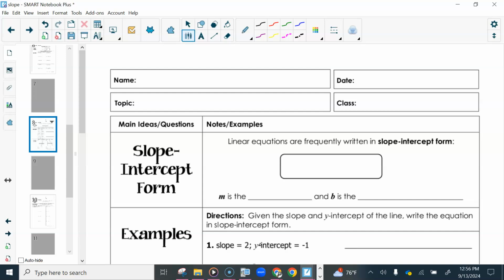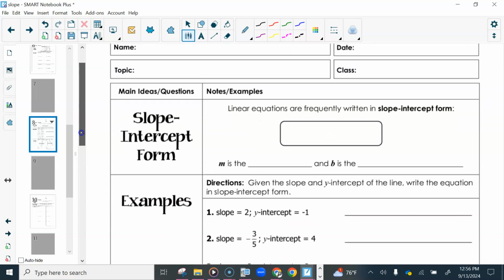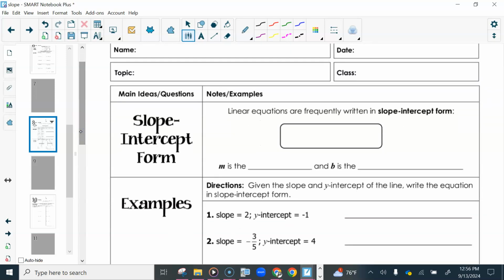Okay, so last class we talked about slope and how to find it from a graph from 2 points or algebraically from 2 points. Today we're going to talk a little bit more about slope, but in a different sense. So we need to know about slope-intercept form.